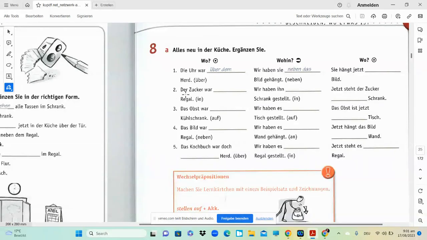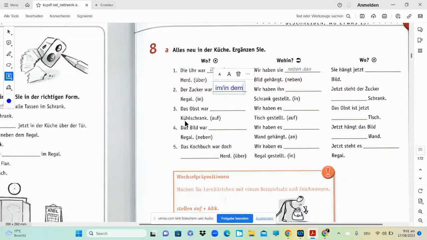What is Regal? Regal is das Regal, that means shelf. Der Zucker war, if it is das, in, and it is dative, you will say im Regal, either im Regal or in dem Regal. I hope it is clear now, since it's dative and the article is das Regal. Let's move ahead with the next one.